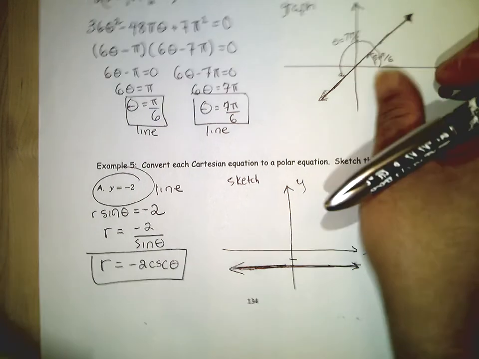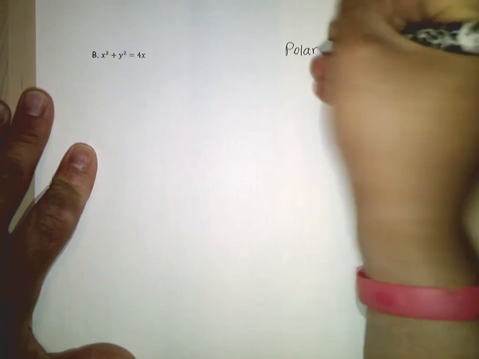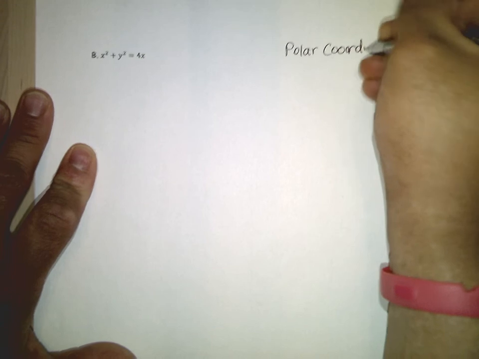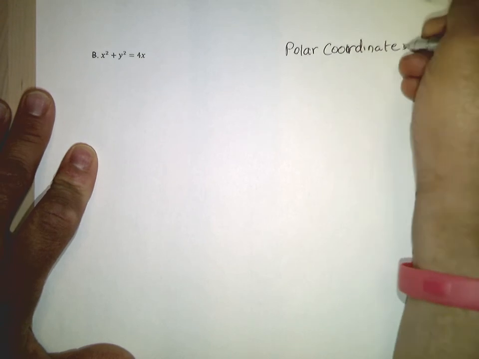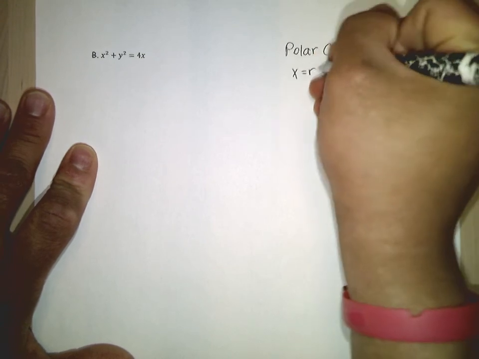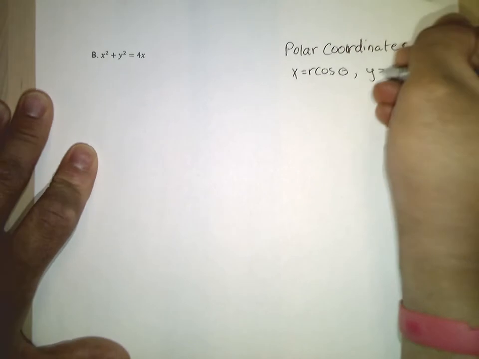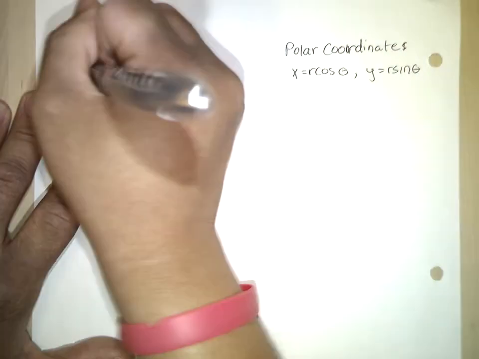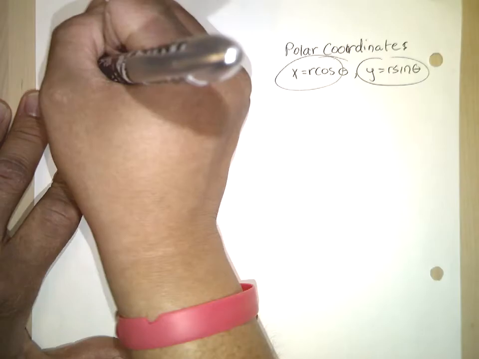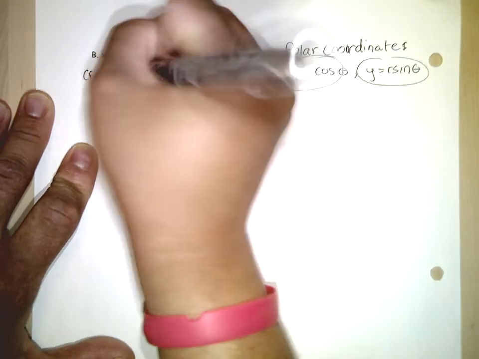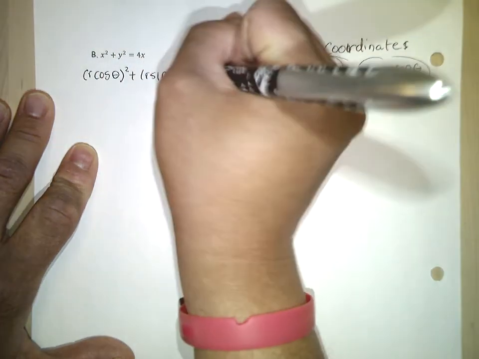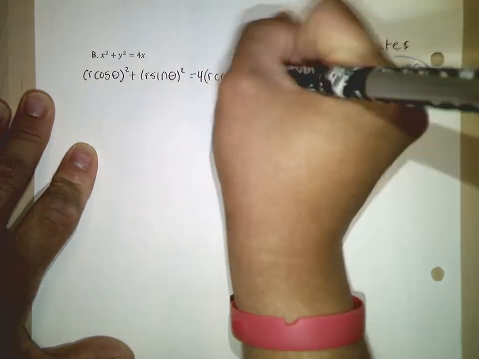All right, so now here's another one. x squared plus y squared equals 4x. So remember what I said just now. To convert to polar coordinates, we have x is r cosine of theta, and y is r sine of theta. So if I substitute these into the equation, I have r cosine of theta squared plus r sine of theta squared is 4r cosine of theta.